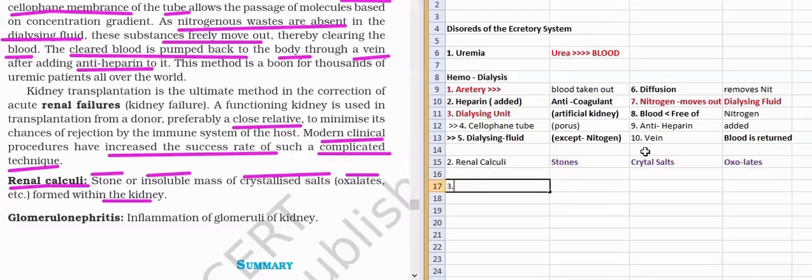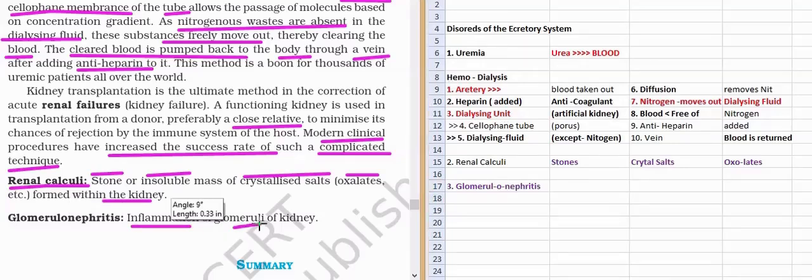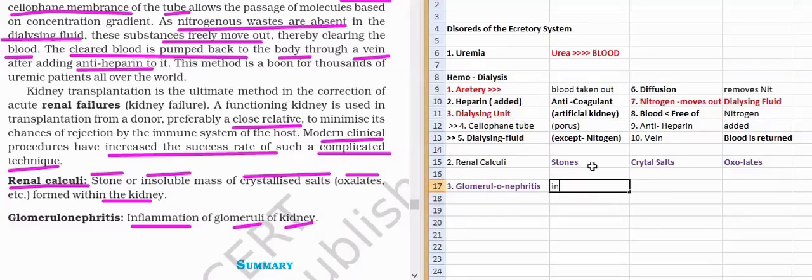Third is glomerulonephritis. That is, the glomerulus in the nephron has some problem. What is the problem? Inflammation of the glomerulus. Many glomeruli malfunction, and that's a problem in the kidney. So the answer is inflammation, swelling of the glomeruli. Okay, this is the case.